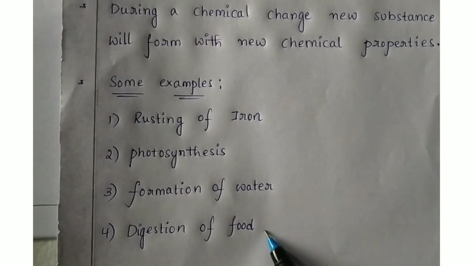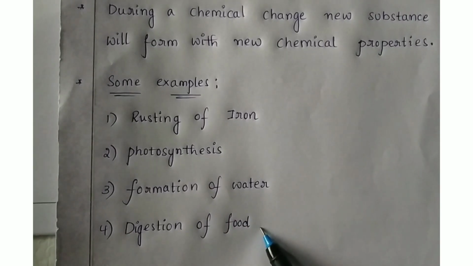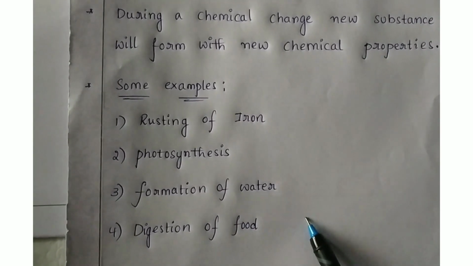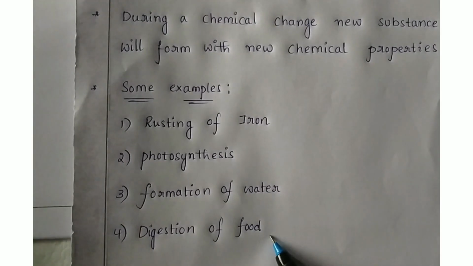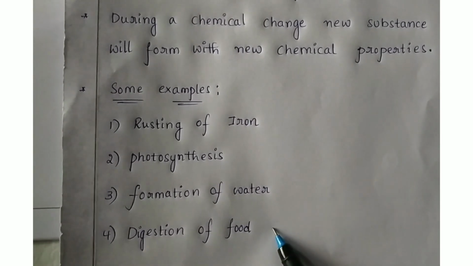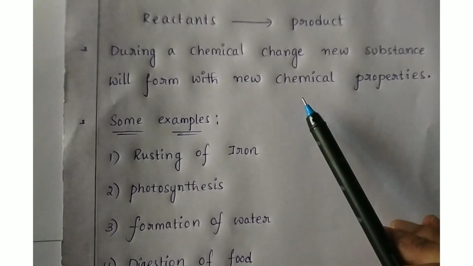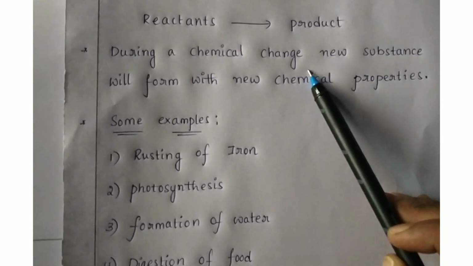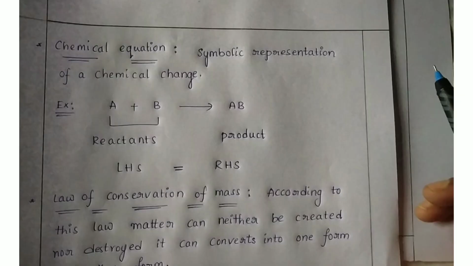Next, digestion of food. We are eating food in our daily life. After digestion of food, blood is forming. So formation of blood by the digestion of food is also a chemical change. So these are the examples of chemical changes in our daily life. Due to this reason we can say: during a chemical change, a new substance will form with new chemical properties.